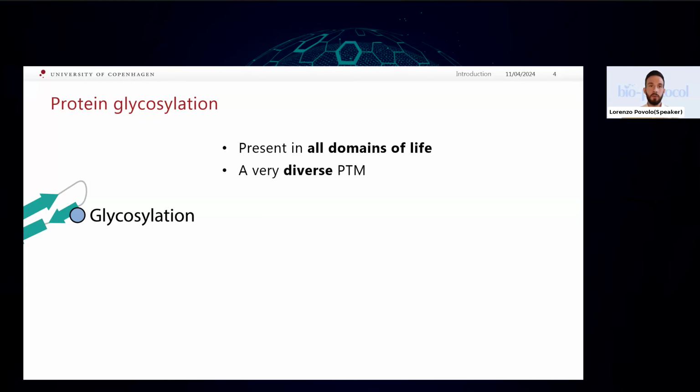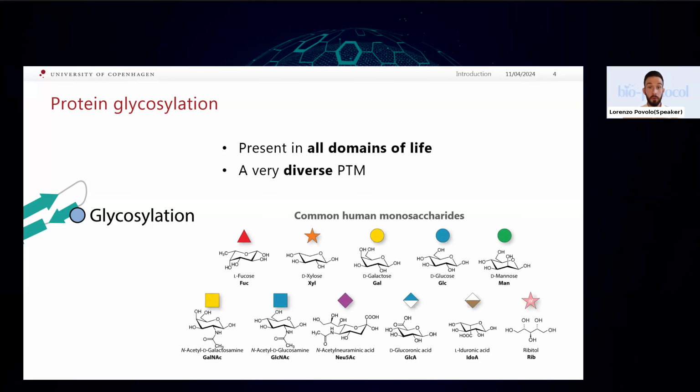This diversity is already visible at the level of the monosaccharides, the building blocks that make up glycans, the sugars that can be present on a cell. If we look at the common human monosaccharides, we can see that more than 10 building blocks make up the glycome of a single cell. So already at this level, you can see that we can encounter quite a big diversity in the glycome of a cell.